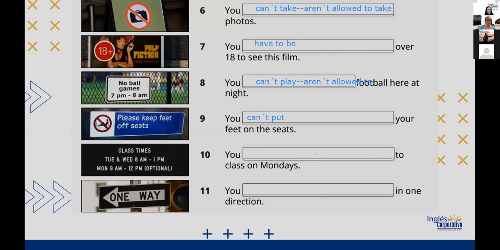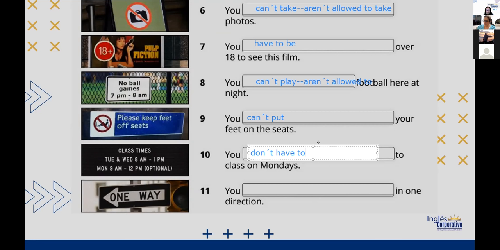Number 10. Times: Tuesday and Wednesday morning. Optional. It's optional on Mondays. So when it's not an obligation, you can say you don't have permission. You can say it's not an obligation, it's optional, so you don't have to. You don't have to attend.